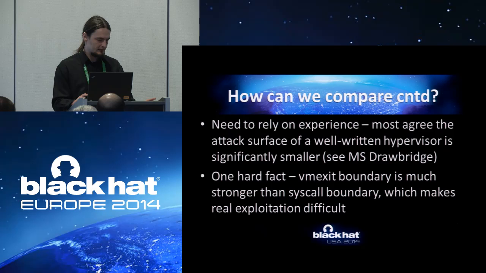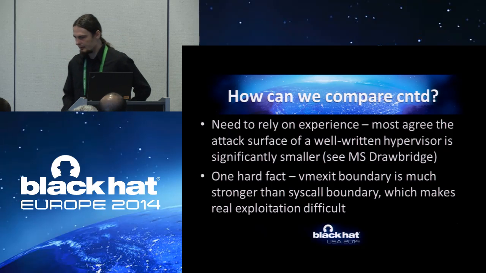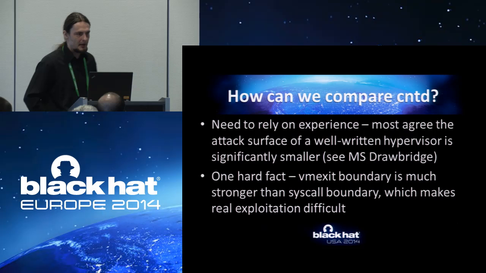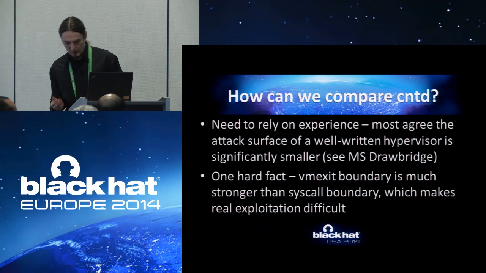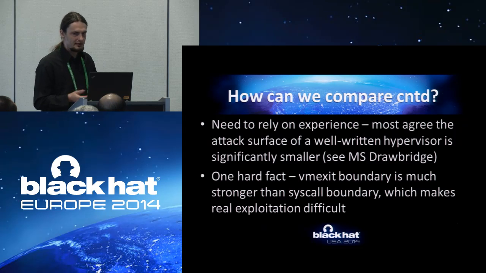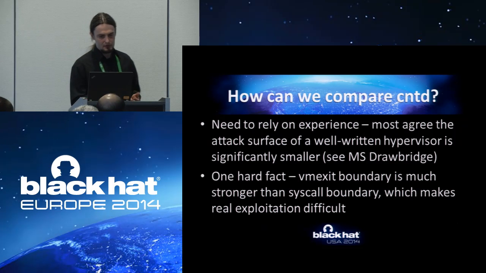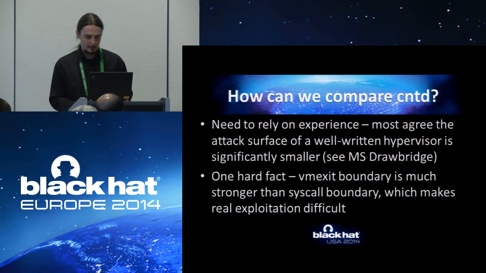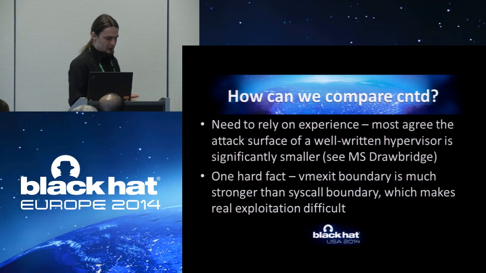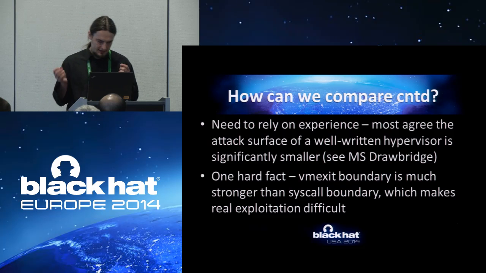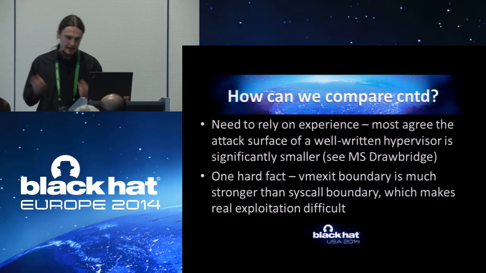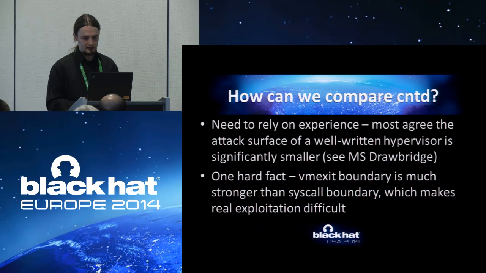Okay, so again, what it means is that if you want to hear some really meaningful comparison between these two, you just need to rely on someone's experience, someone who is well aware of how these two solutions actually work and knows the history of vulnerabilities in these two products. And again, most agree that the attack surface of a well-written hypervisor is significantly smaller than, say, the Windows kernel. For instance, you can look at the papers for the Microsoft Drawbridge project, where they explain in a diligent way why they use a hypervisor to provide isolation.